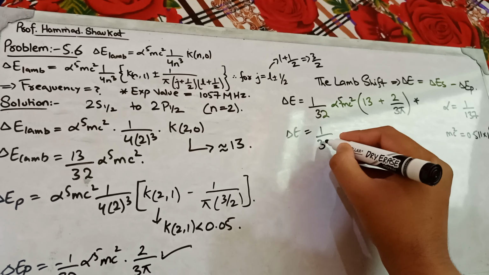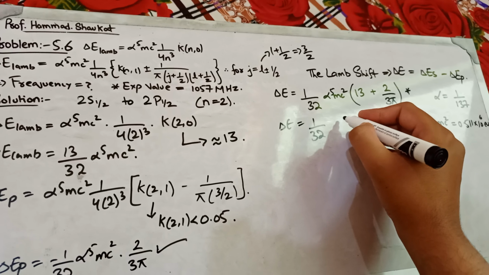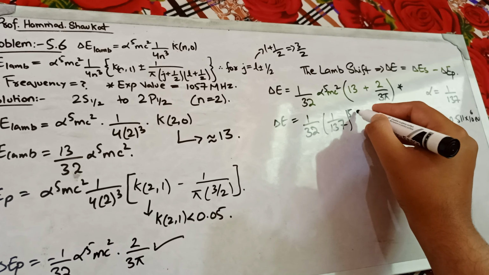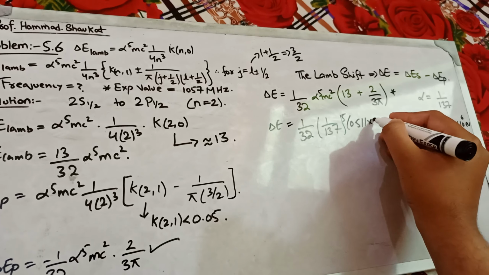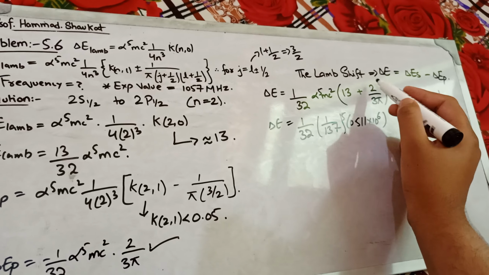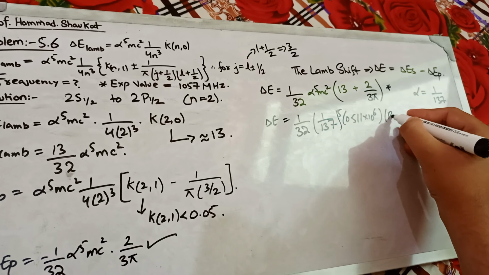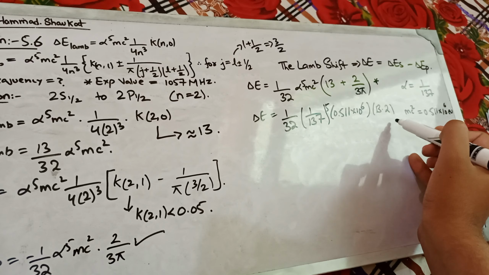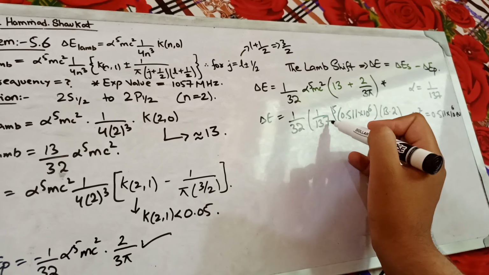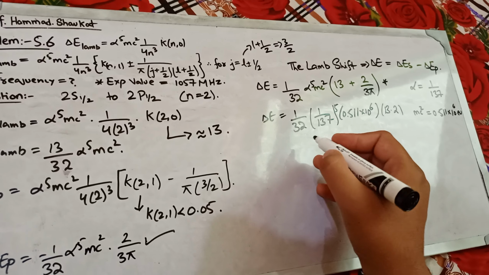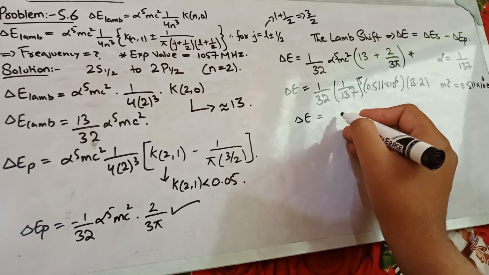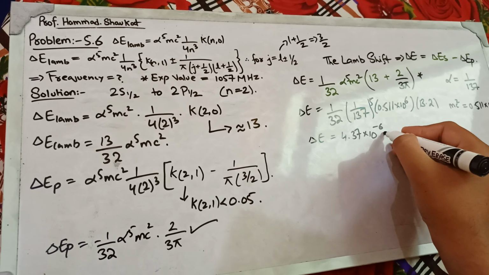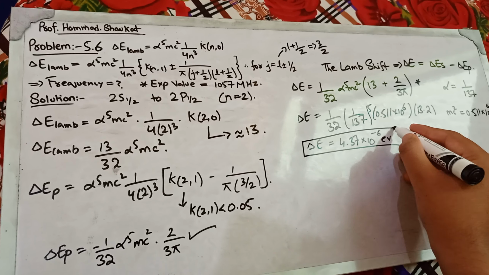You will get 1 by 32. Alpha means you have to put the value 1 by 137 to the power 5, and the value of mc^2, 0.511 into 10 raised to power 6, and the answer of this is 13.2. So after using these values, the answer of this is 13.2. The mc^2 value is this, alpha to the power 5 is this, and 1 by 32 as it is. After finding it, your answer is 4.37 into 10 raised to power minus 6 electron volts. This is the answer for the energy.